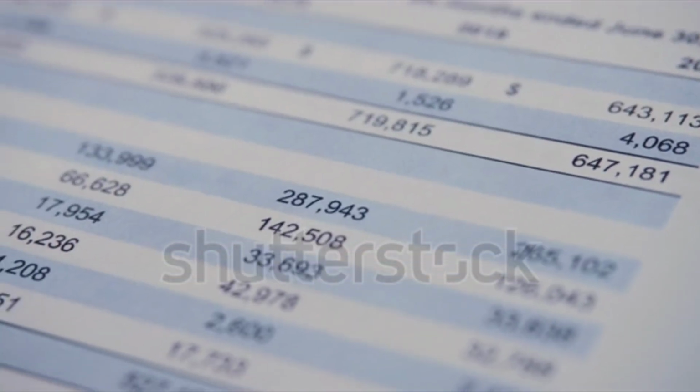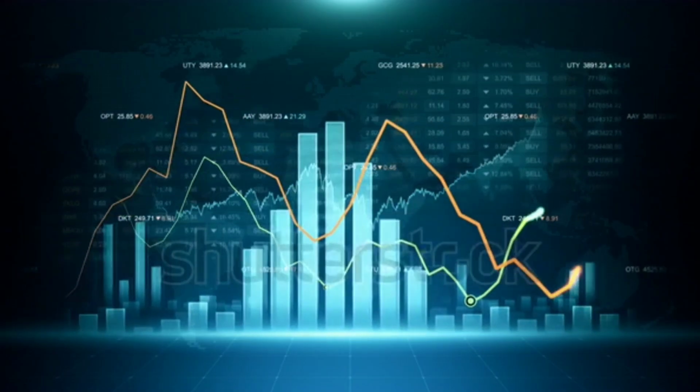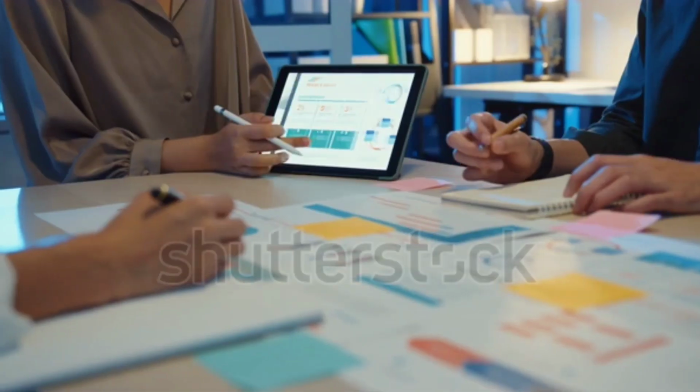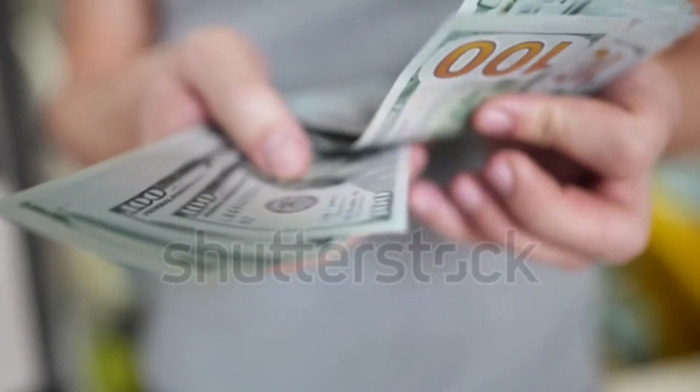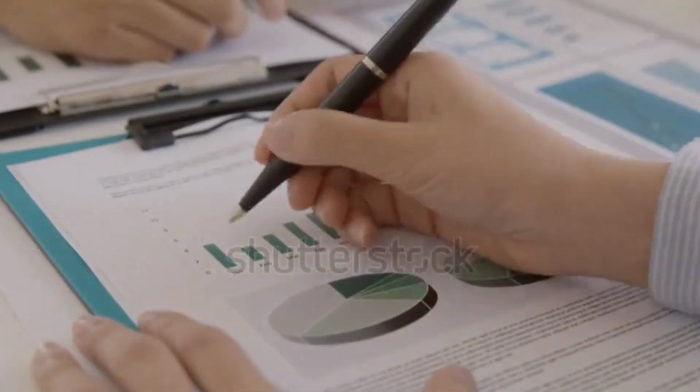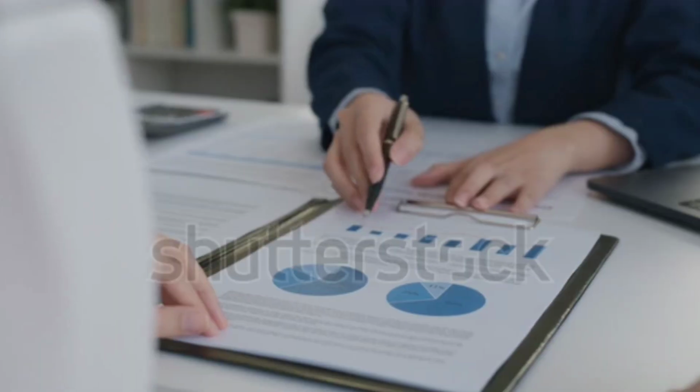Section 2, gather your financial information. Step 1 in creating a budget is to gather all your financial information. This includes your income sources, bank statements, bills, and any other financial documents. You'll need this information to get an accurate picture of your finances.